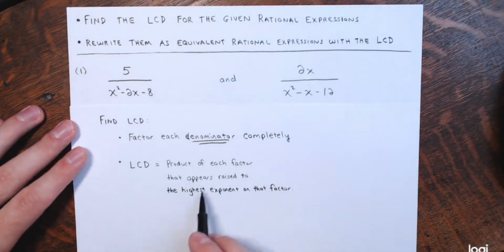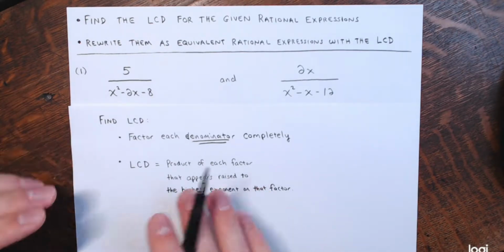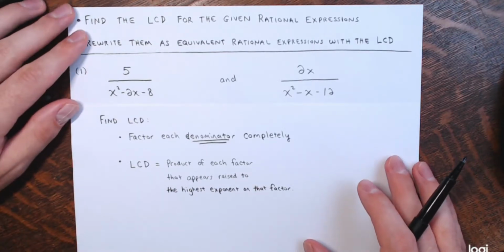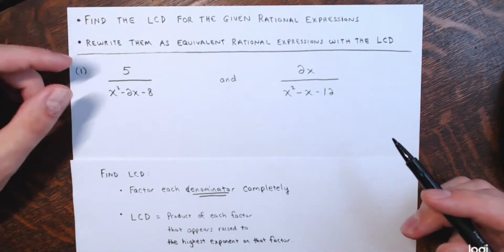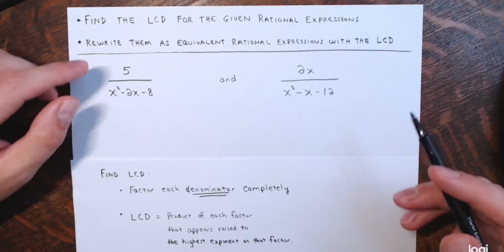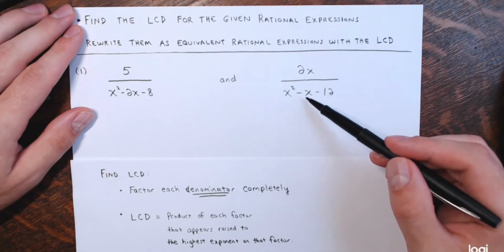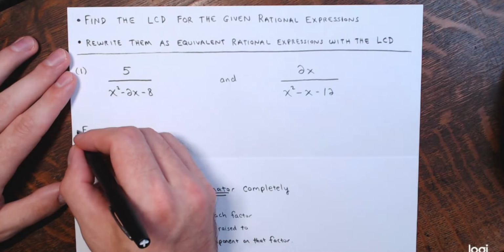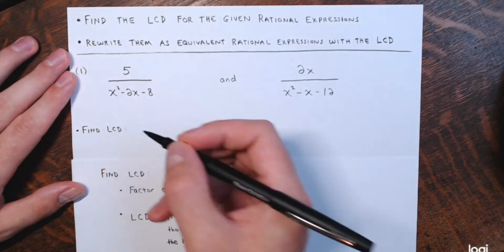And again, this might not sound like it makes too much sense, but hopefully it will after I go through several examples. So, first example, the fractions I am given. We have 5 divided by x squared minus 2x minus 8, and 2x divided by x squared minus x minus 12. And first, again, I want to find the least common denominator, the LCD.